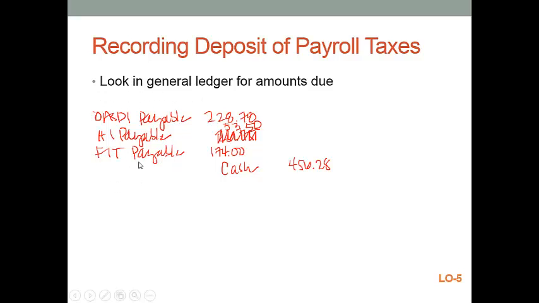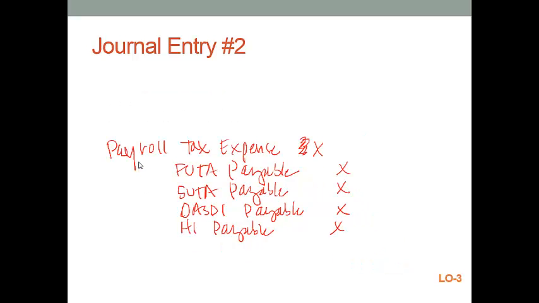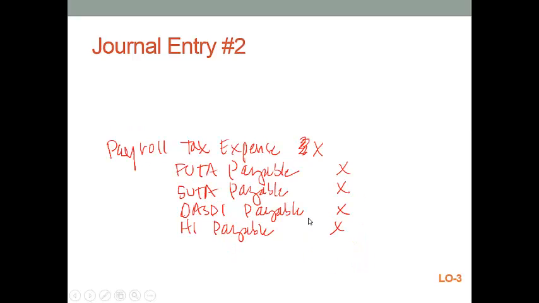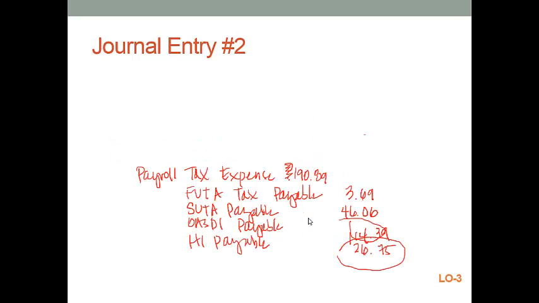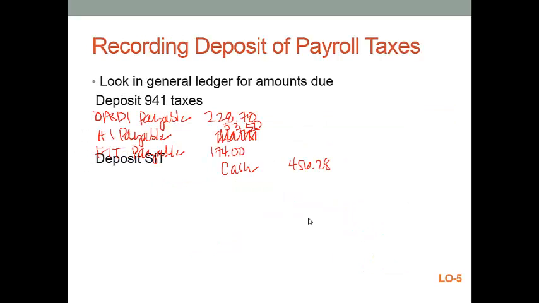Now we can deposit SIT the same way. If we look back at our employee journal entry number 1, we can see how much SIT we withheld, and you'll see here it was $50. So that's how much we need to pay to the Georgia Department of Revenue. So we go back over to our slide, and we're going to pay SIT. I'm going to put it over here. We're going to debit our SIT payable, take it off our books, $50, and we'll credit our cash for $50.